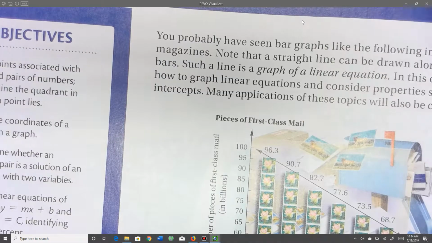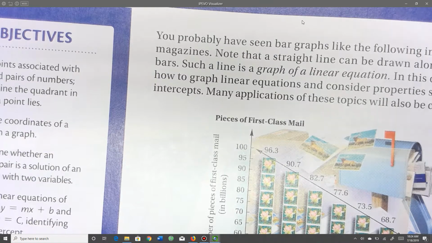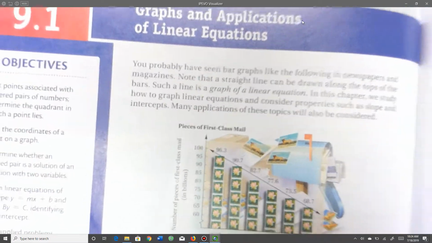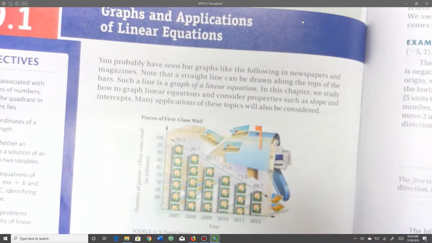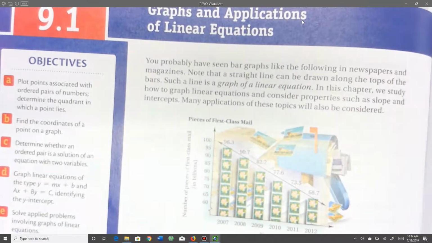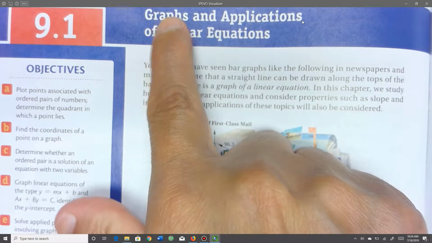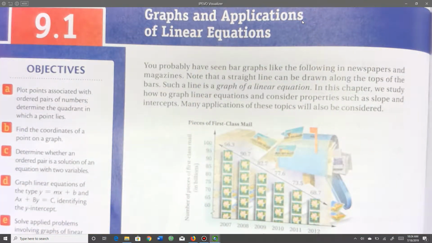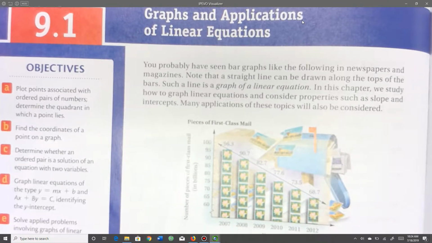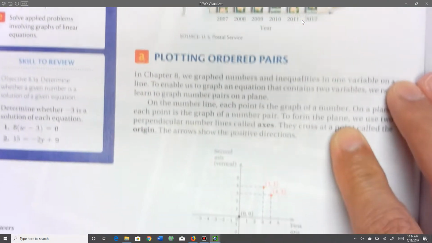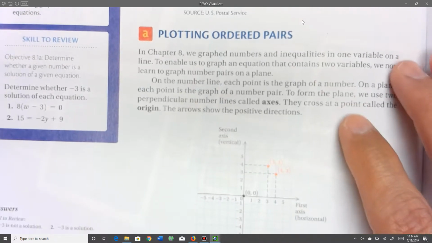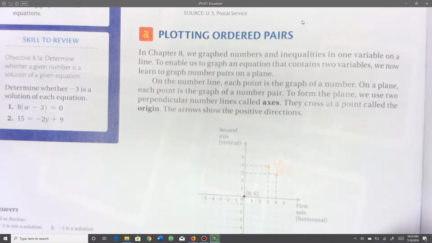So let's go back to the beginning here. Let me tell you what you need to know and what you need to memorize. Well, in this case, graphs. Just know what graphs means and the word. Be familiar with it. Okay, so let's go to section 8. Plotting ordered pairs.